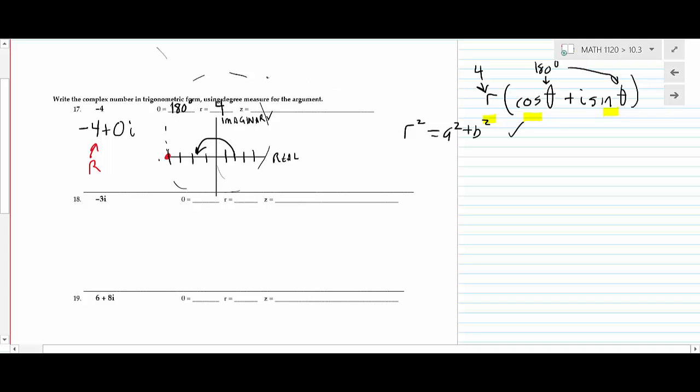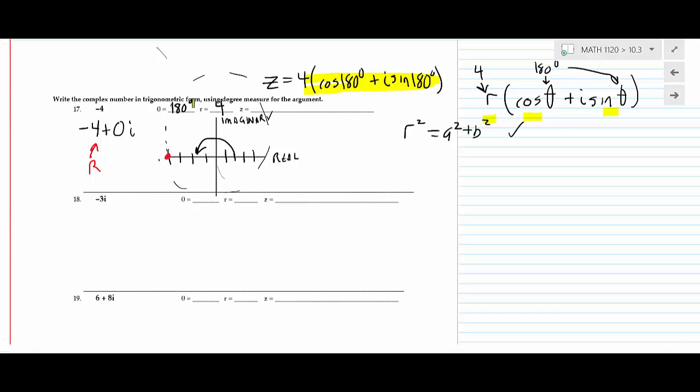So the answer to this problem is we would say z equals 4 cosine 180 plus i times sine of 180 degrees like that. Believe it or not, they didn't teach you this in middle school, but the number -4 is really 4 times the cosine of 180 plus i sine of 180. That's what the number -4 is, okay? Does that make any sense?